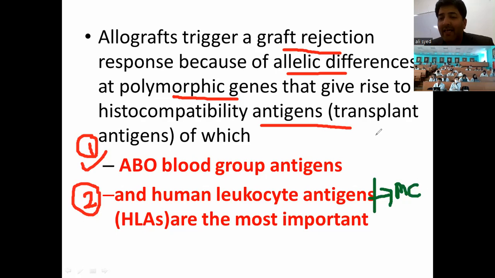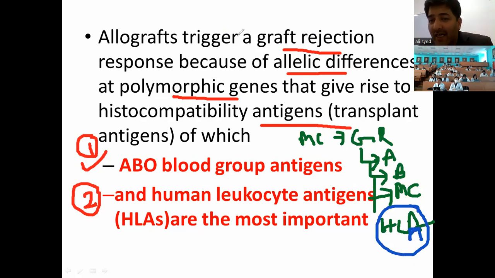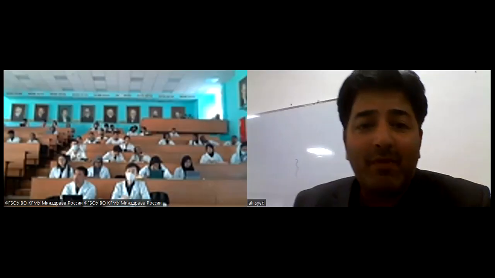So if I make an MCQ here right now in front of all of you, which is the most common cause of graft rejection? And I give you options A antigen, B antigen, HLA antigen. Your answer will be HLA antigen. So please remember it forever.